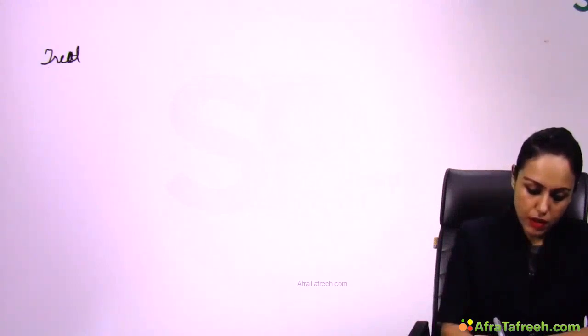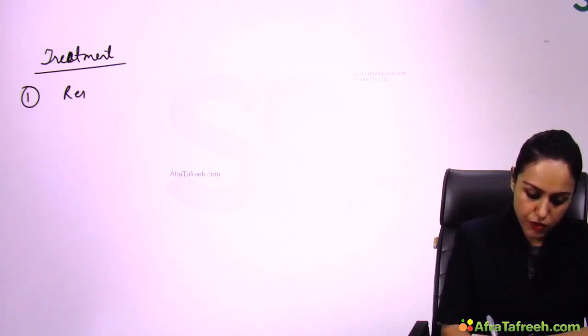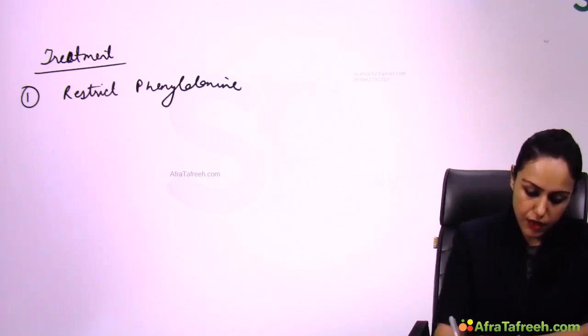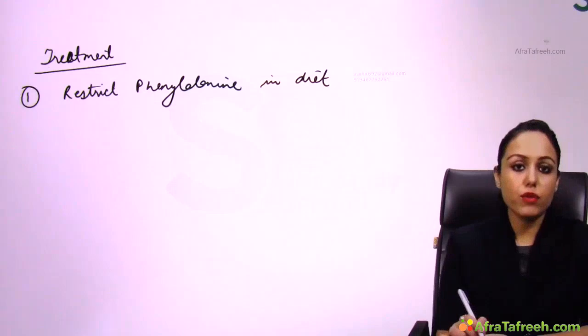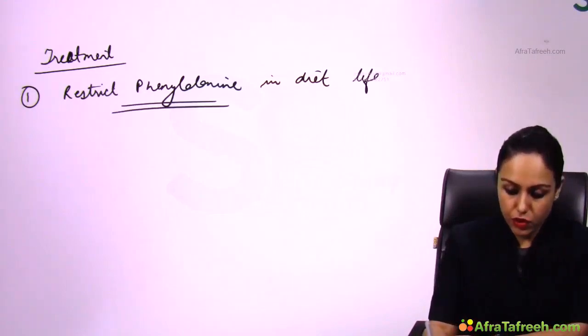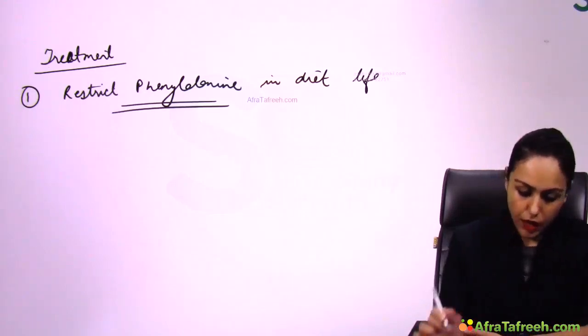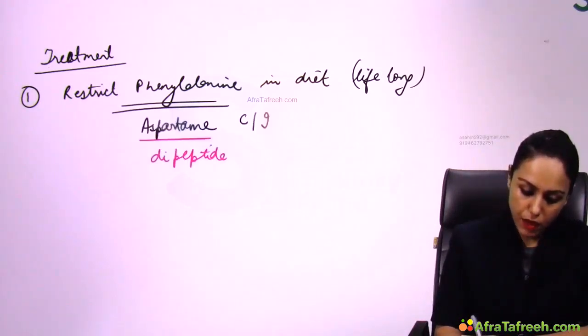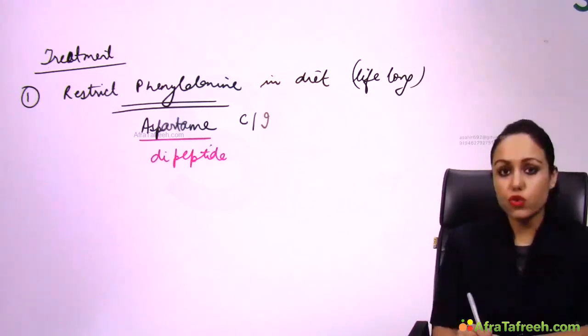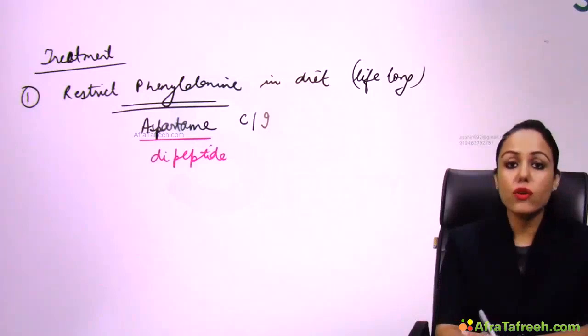Now coming to the treatment of phenylketonuria. In treatment, first is that you have to restrict phenylalanine in diet. Because phenylalanine we have to restrict, lifelong restriction is required. Lifelong restriction of phenylalanine is required. And here aspartame artificial sweetener is contraindicated in these patients. Why is it contraindicated?